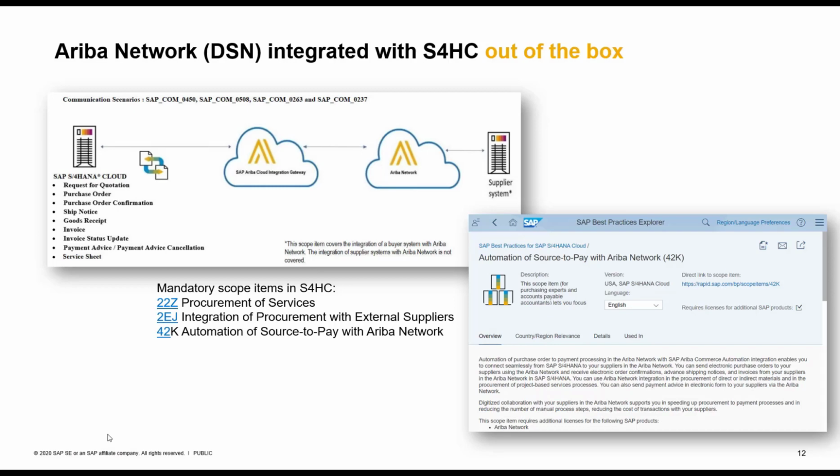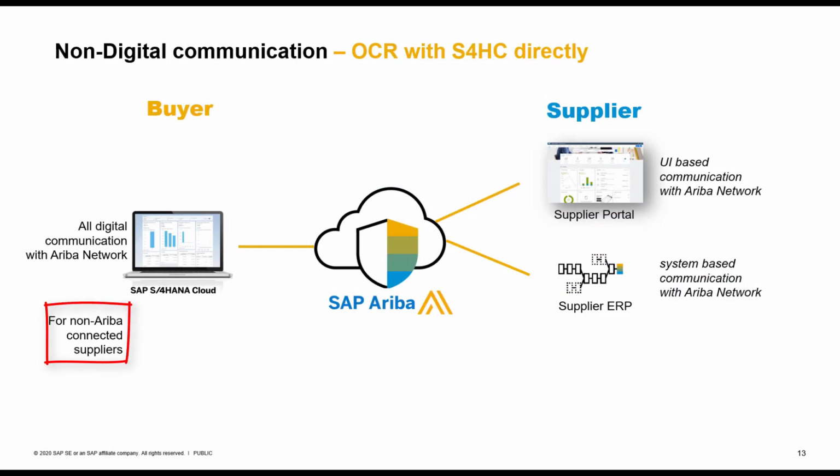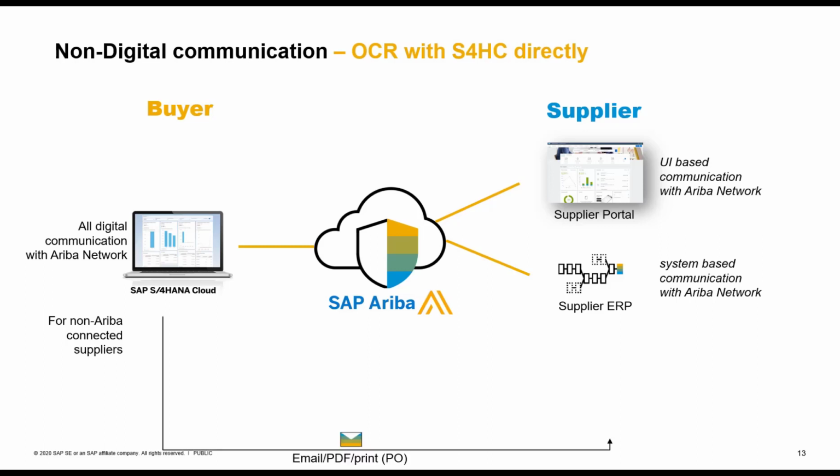Still, there's one category of suppliers we also have to take care of. And those are the suppliers which are not connected to the Ariba network yet, or may for whatever reason never be connected completely digital. To support those suppliers, we can use from S/4HANA Cloud an email-based or print-based exchange, for example, of the purchase order being sent to the supplier, and then have OCR somewhere in the network to be able to communicate back into S/4HANA Cloud to have an automated upload, for example, of supplier invoices.